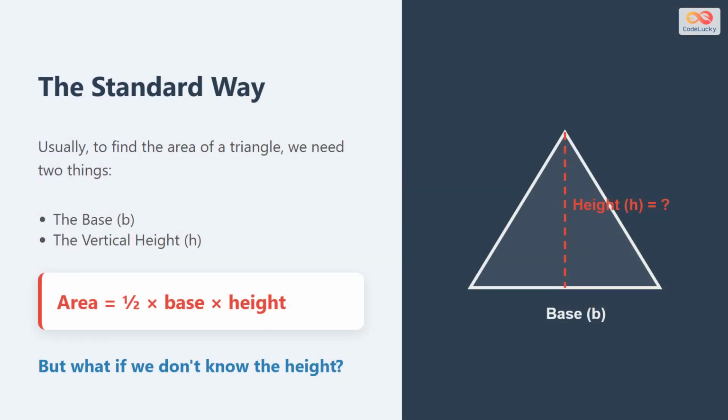Typically, when we want to find the area of a triangle, we use the standard formula, 1/2 times base times height. This works perfectly when we have a right-angled triangle or when the height is explicitly given. But what happens if we only have the measurements of the outer edges and no information about the vertical height? That is where we get stuck.